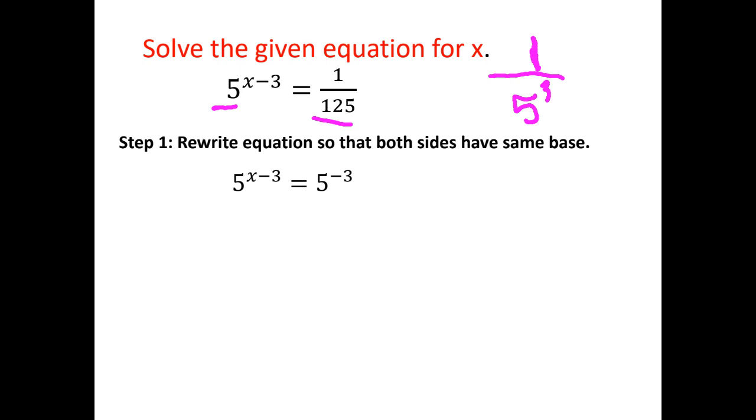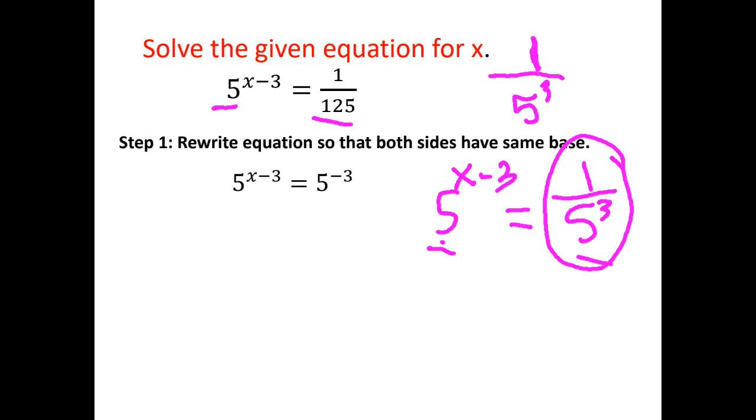But if I have, let me get my pen out again, if I have 5 to the x minus 3 is equal to 1 divided by 5 cubed, then this is not the same as this yet. So what we can do is rewrite 1 divided by 5 cubed. If I want to take this 5 to the numerator, I can do so, but I'll have to change the sign of my exponent. And so that's how I got 5 to the negative 3.